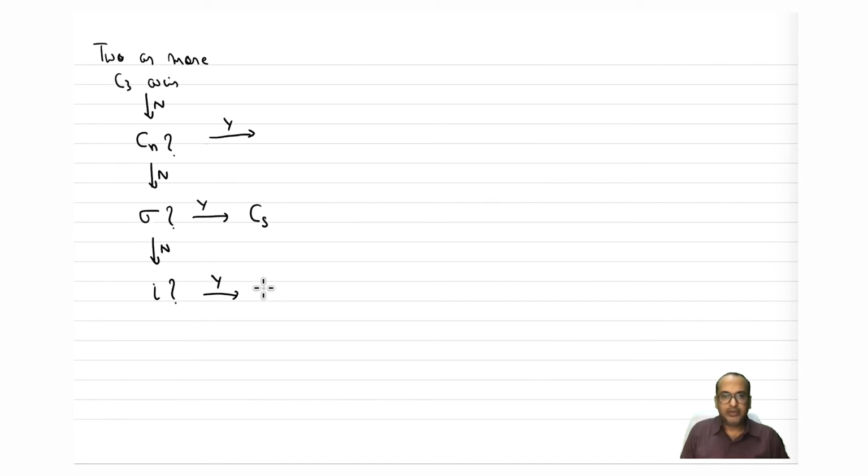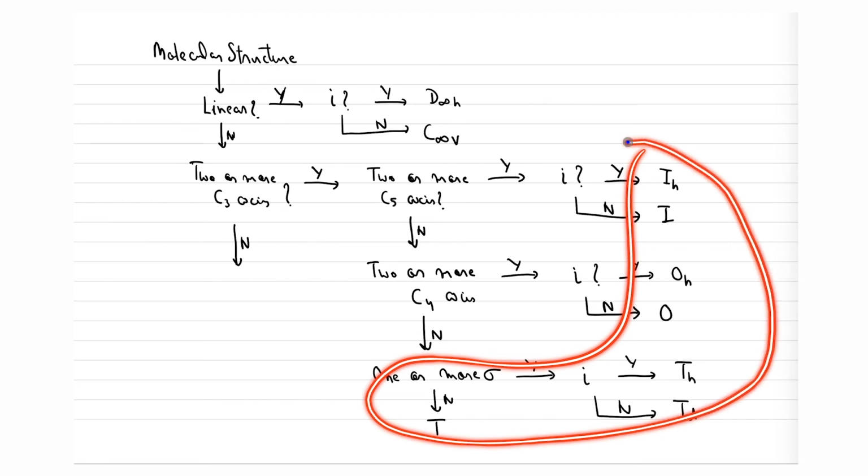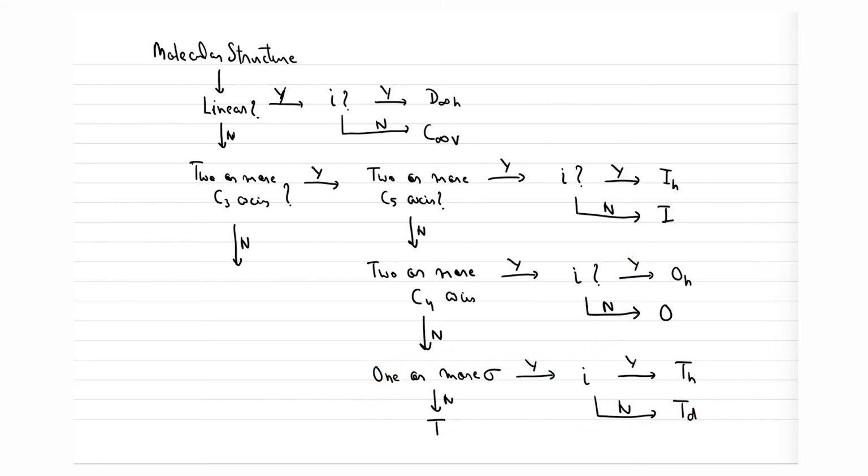If inversion center is present, you call it Ci. If inversion center is absent, you call it C1, right? So basically these three belong to non-rotational point groups. And we have seen that these 7 belong to cubic point groups, right? Okay.